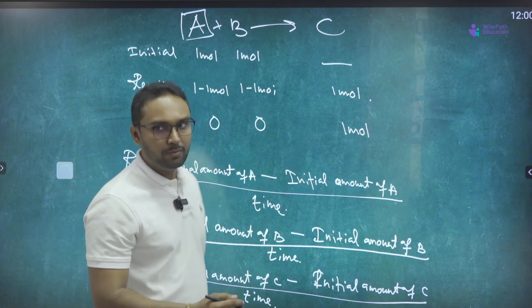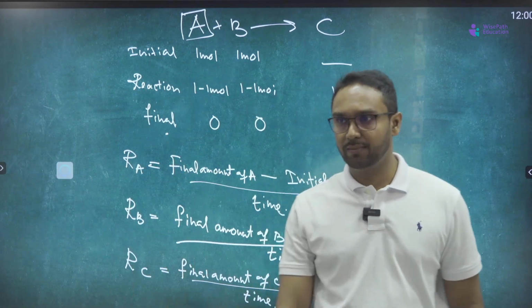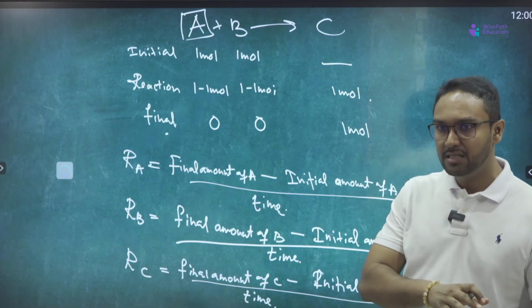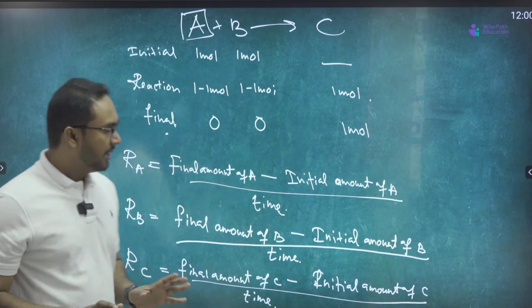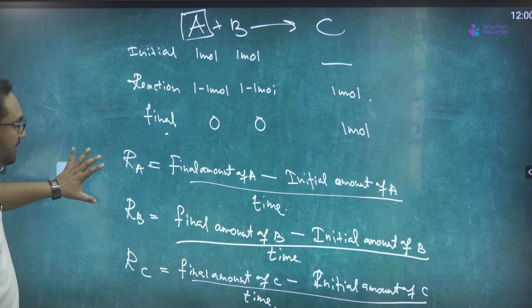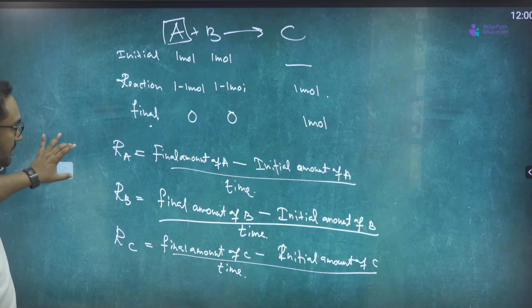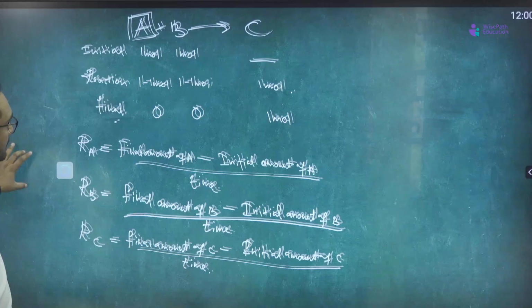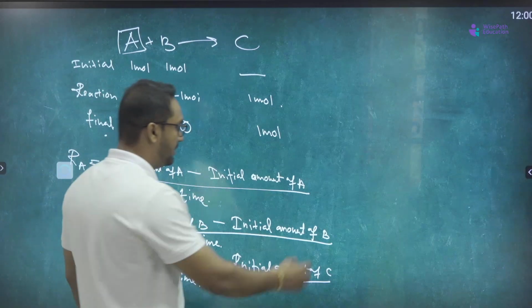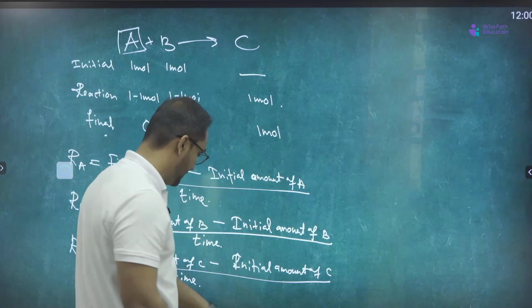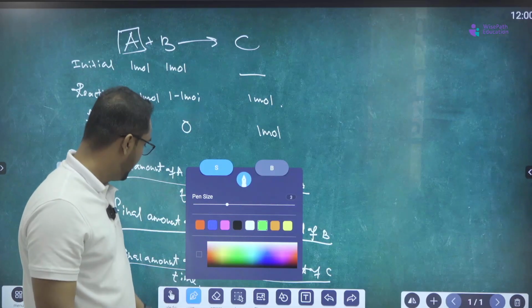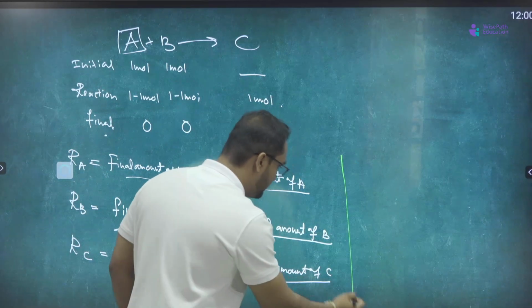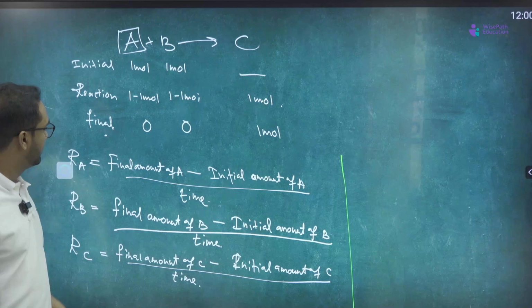Now this is the formal basic formula, right? Final minus initial divided by time. That's it, right? And if I apply the values, there is something that will happen here. You have to see that. Now tell me, if I apply the values here, what will happen?